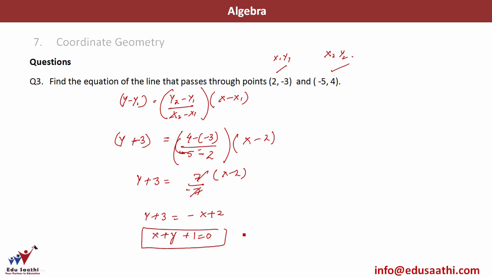Now if you want to check this equation, you can put back these points in the equation. If I put 2 and -3, it will be 2 minus 3 plus 1. Yes, it is equal to 0, so it is correct. Then if I put -5 plus 4 plus 1, is it equal to 0? Yes, it is equal to 0.